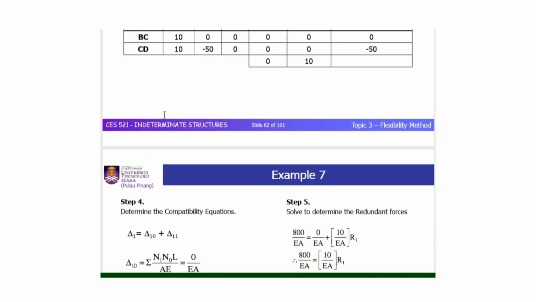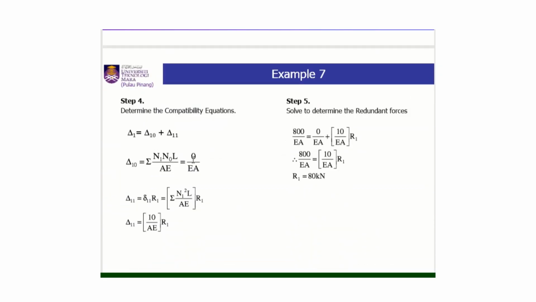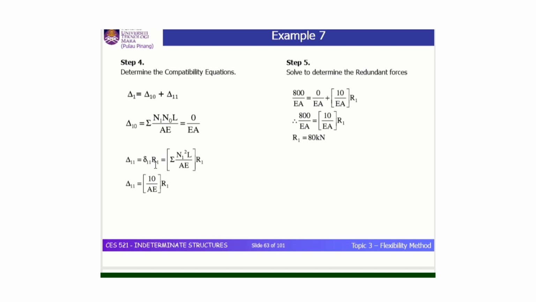The value of delta 10 equals 0, and delta 11 here equals 10 over AE, multiplied by R1. You substitute these into the compatibility equation, because delta 10 equals 0 and delta 11 equals 10 over AE times R1. So your compatibility equation becomes like this. This represents delta 10, and this represents delta 11. This is from your primary structure, and this is from your redundant number 1.